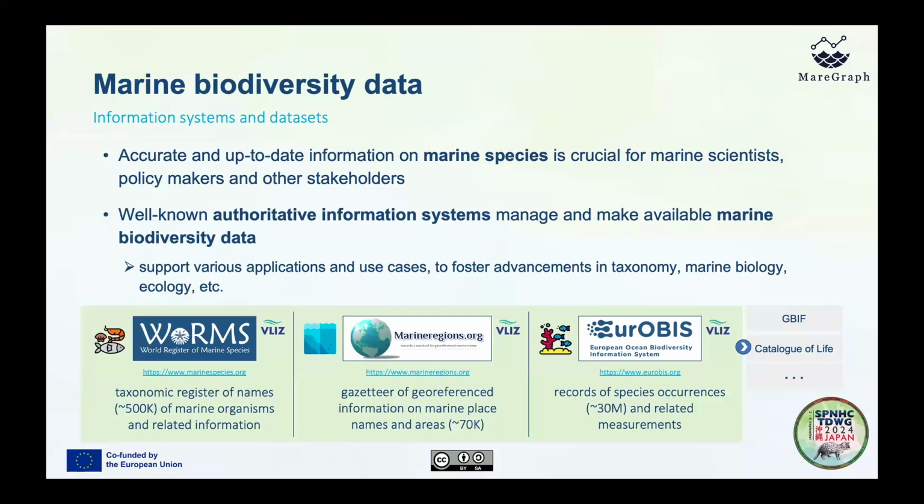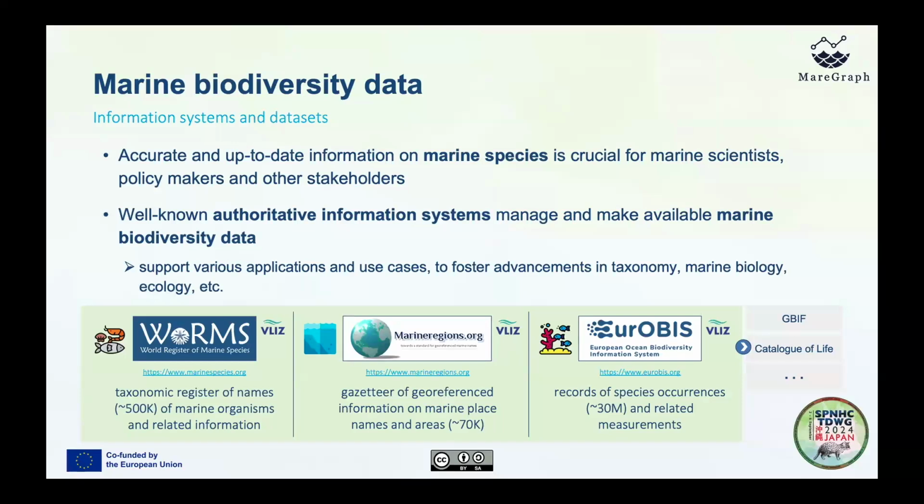We then have Marine Regions, a gazetteer of georeferenced marine place names and areas, and EUROBIS, the European node of the Ocean Biodiversity Information System, which deals with distribution data on marine species, up to specific observation of specimens in a particular place at a particular time and related measurements. For years, these systems have all been managed by the Flanders Marine Institute and support various applications and use cases.